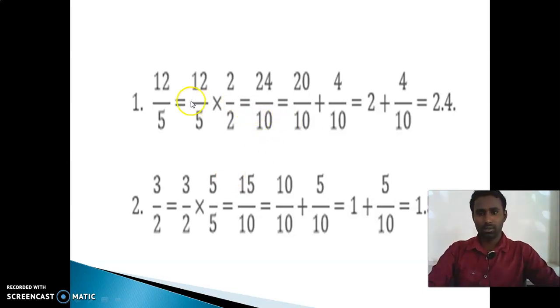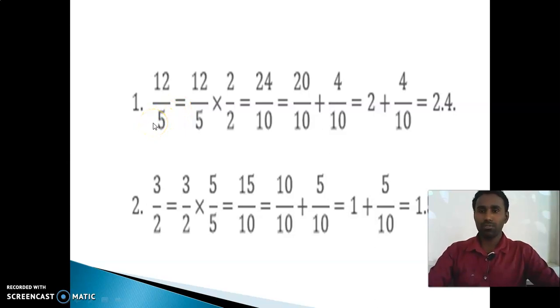Okay, look at these values. The previous slide, I explained this. Anyway, I will explain again. 12 by 5. First, this is one fraction, right? This fraction we have to convert as a decimal number because it cannot be divided completely by 5.